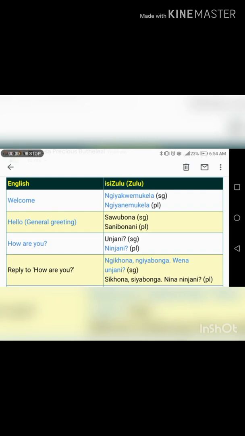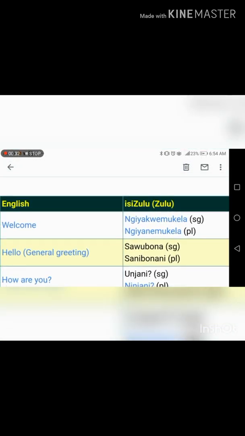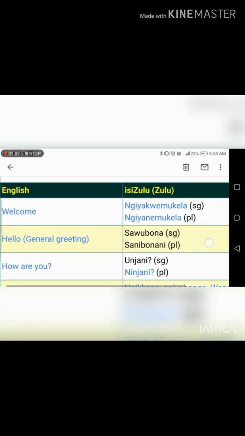So the first one is welcome. Welcome means ngiyakwemukela if you're speaking to one person, and ngiyanemukela when you're speaking to two people. The way you would use it in a sentence: you would say, "Welcome to Network Action Group." If you're speaking to one person, you will say, "Ngiyakwemukela kwa Network Action Group." If there's many, ngiyanemukela kwa Network Action Group.